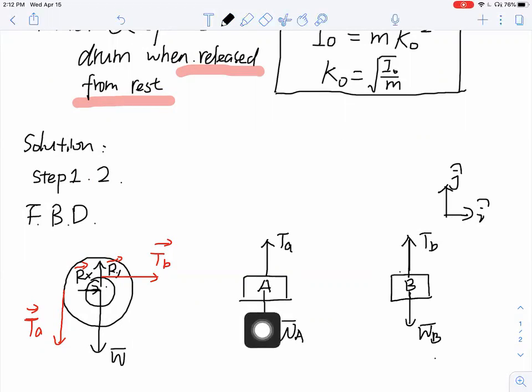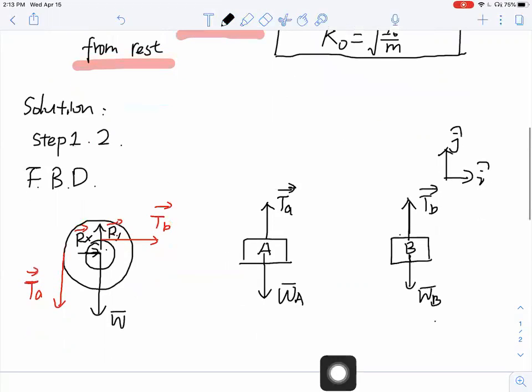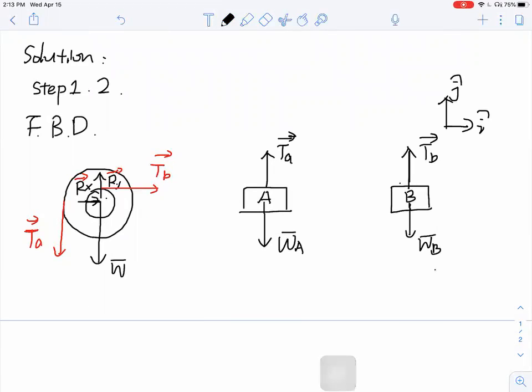And whenever you have a system that contains multiple masses, pay extra attention to the forces shared between 2 masses. For example, here, I have TA in both my first free body diagram and the second free body diagram. And as you can probably see, on these two free body diagrams, my TA force has the same magnitude but opposite direction. You can also see that from my tension force TB.